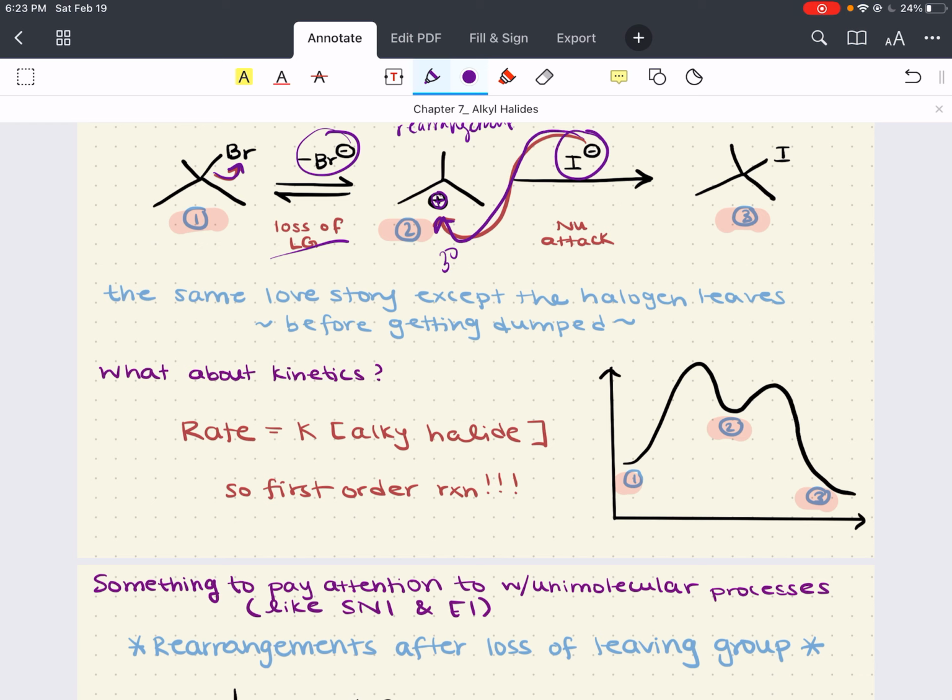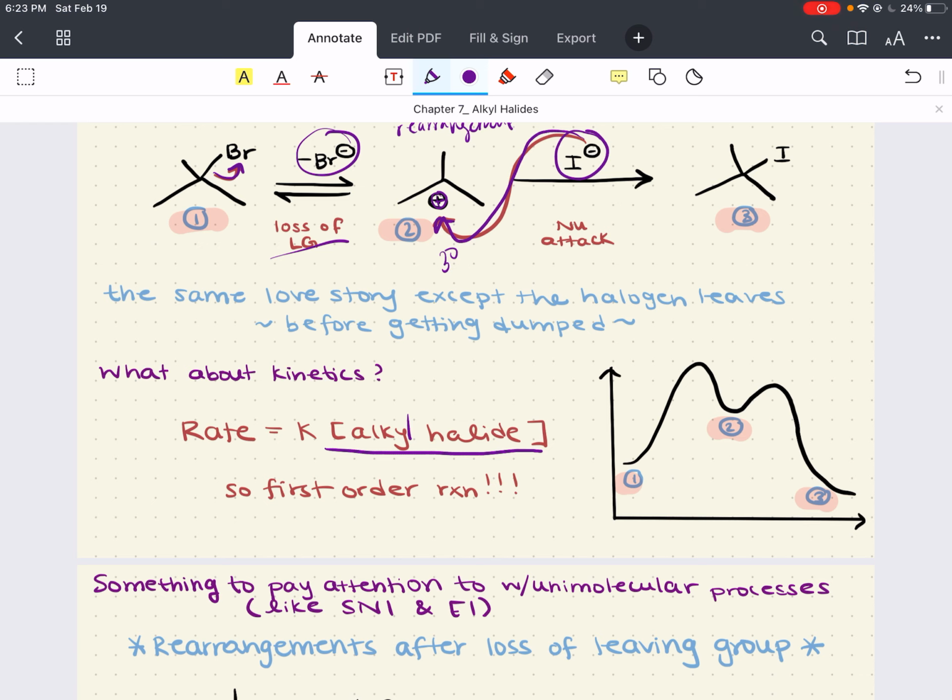Now, as for the kinetics, the rate equation for SN1 only depends on the concentration of the alkyl halide. So this makes it unimolecular, and that's why it's called SN1. Remember, for SN2, the rate depended on both alkyl halide concentration and nucleophile concentration, which is why it was bimolecular. Here, the kinetics only depend on the concentration of the alkyl halide.